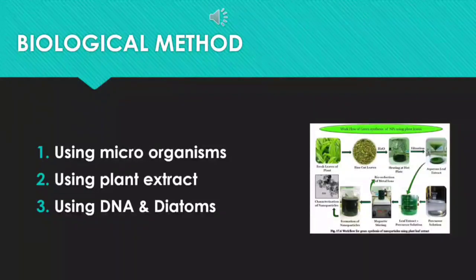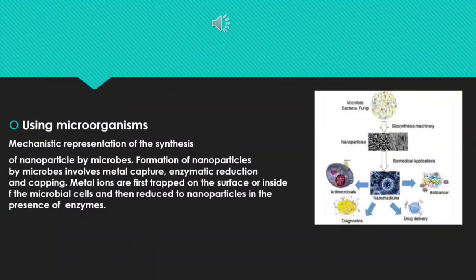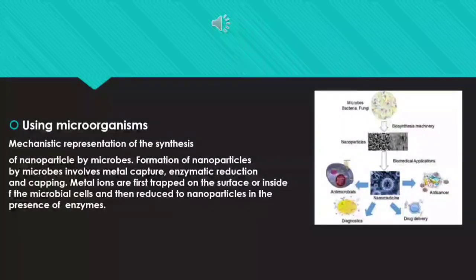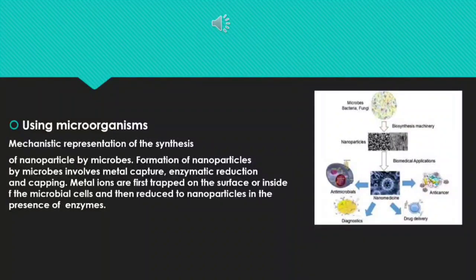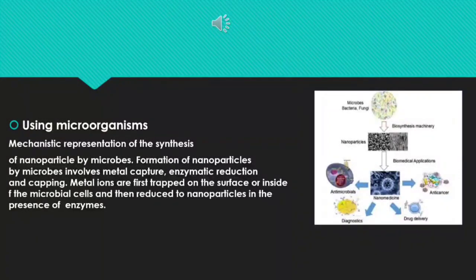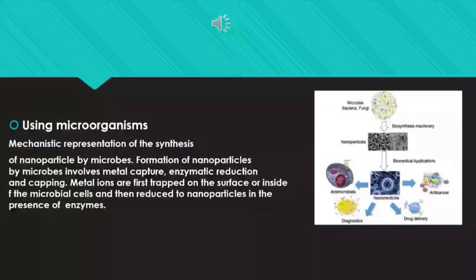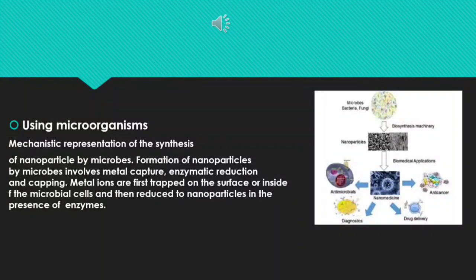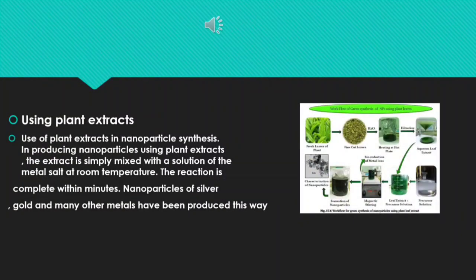There are three biological methods for the synthesis of nanomaterials: using microorganisms, using plant extract, and using DNA and diatoms. Using microorganisms. Mechanistic representation of the synthesis of nanoparticles by microbes. Formation of nanoparticles by microbes involves metal capture, enzymatic reduction and capping. Metal ions are first trapped on the surface or inside the microbial cells and then reduced to nanoparticles in the presence of enzymes.